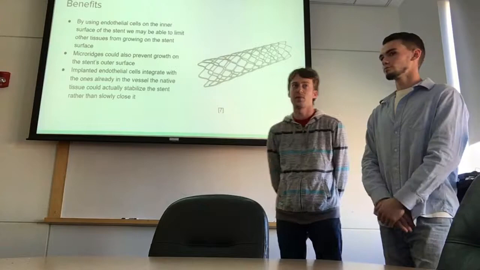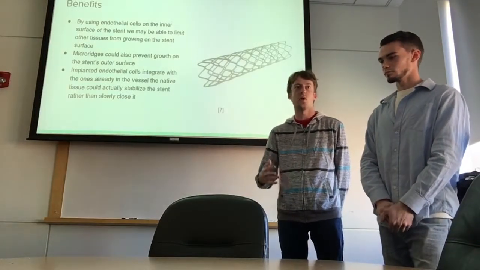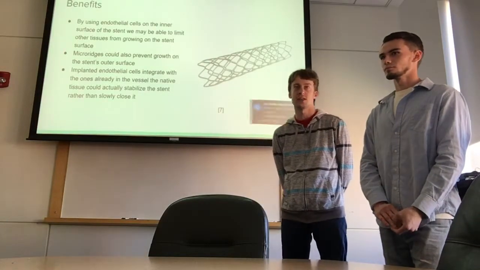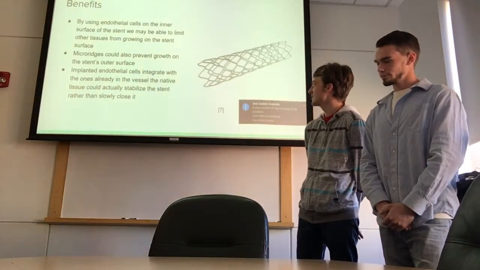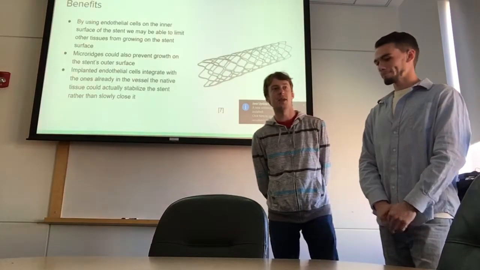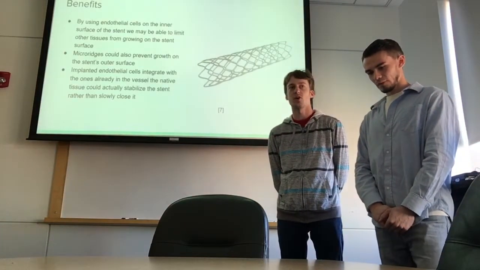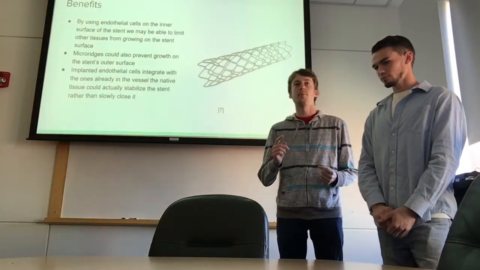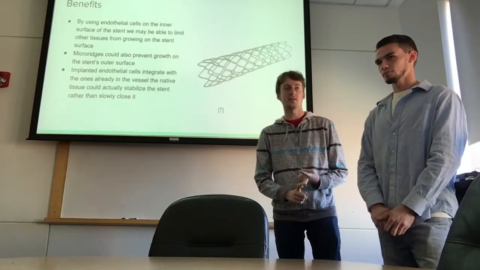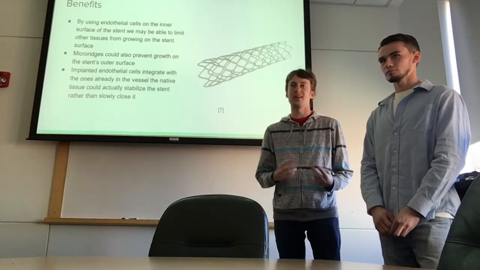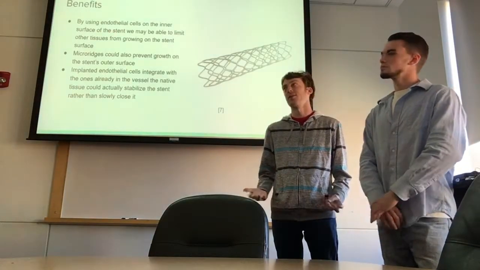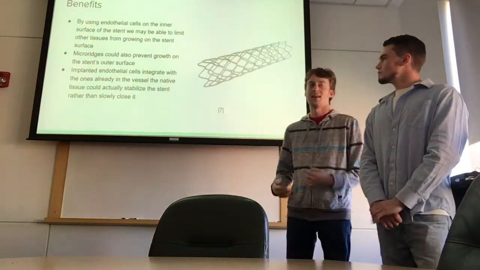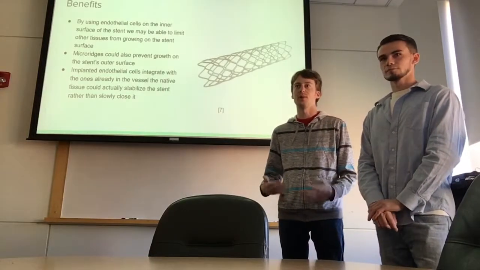The micro ridges also prevent growth on the outer surface. We're hoping that things like blood cells and platelets won't stick nearly as well with these micro ridges and form more blood clots. And hopefully the implanted endothelial cells will actually integrate with ones already in the system, because a huge problem with current stents is that they're biocompatible, they're biomechanically sound, but they're not biofunctional. They don't interact positively with the tissue. Well, they promote tissue growth, but not the right kind. They promote overgrowth and close it up. And that's why most of these stents we see have to eventually be replaced.